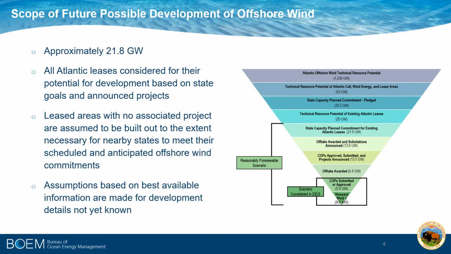The state capacity plan commitment for existing Atlantic leases totals about 21.8 gigawatts. All Atlantic leases were considered for their potential for development based on states with offshore wind commitments in transmission range and contribute to this total. Leased areas with no associated project are assumed to be developed to the extent necessary for nearby states to meet their offshore wind commitments. Assumptions about details not yet known were made based on the best available information. Frequently, assumptions err on the most impactful case for the purposes of fully capturing potential cumulative impacts of offshore wind development.